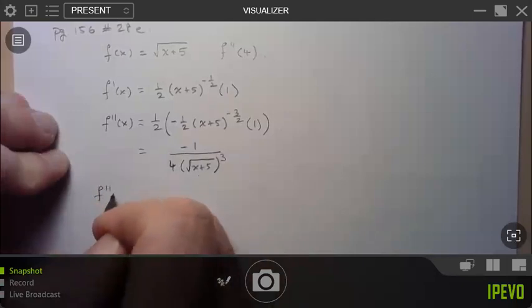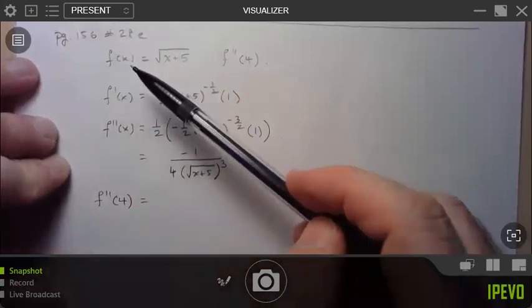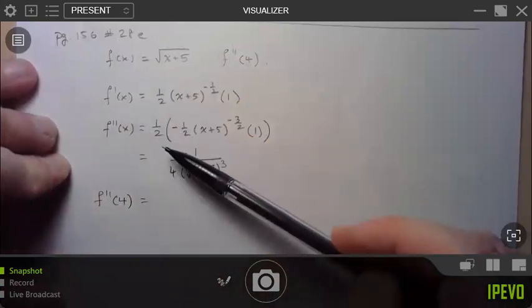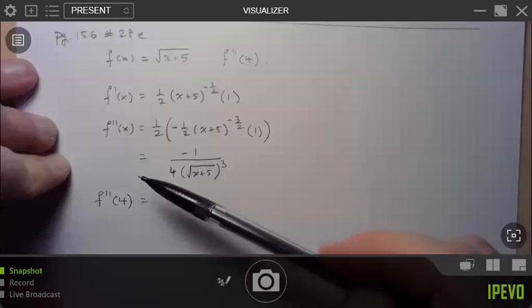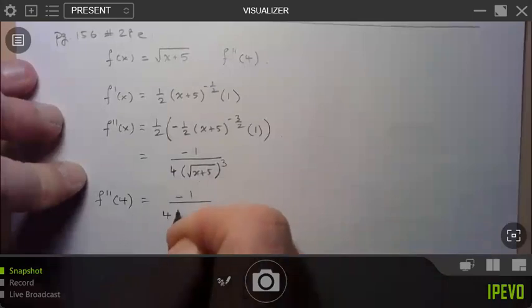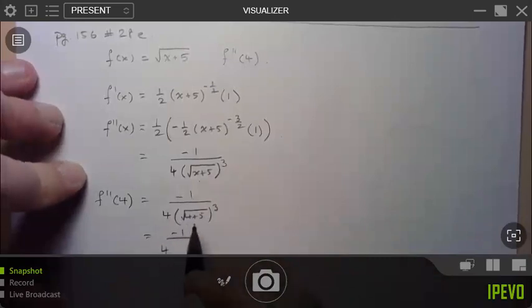So now f double prime at 4. By the way, I hope you're also looking at the notation that I'm using, what I'm writing and what I'm not writing. So here, what do we have? We have -1 over 4 times the square root of 4 plus 5, cubed. So -1 over 4 times, and the square root of 9 is 3.